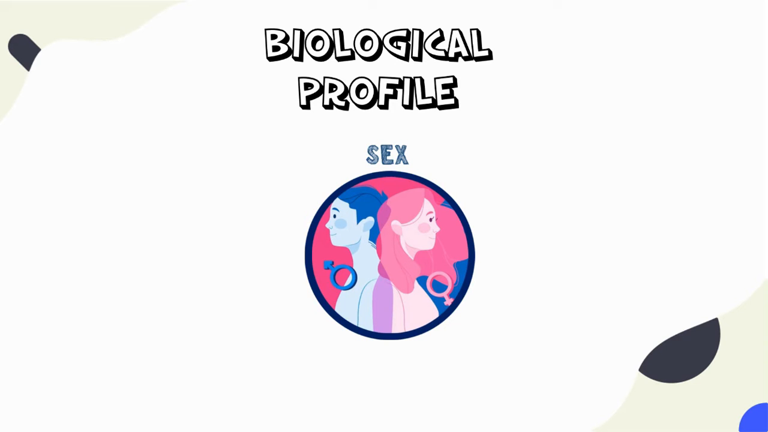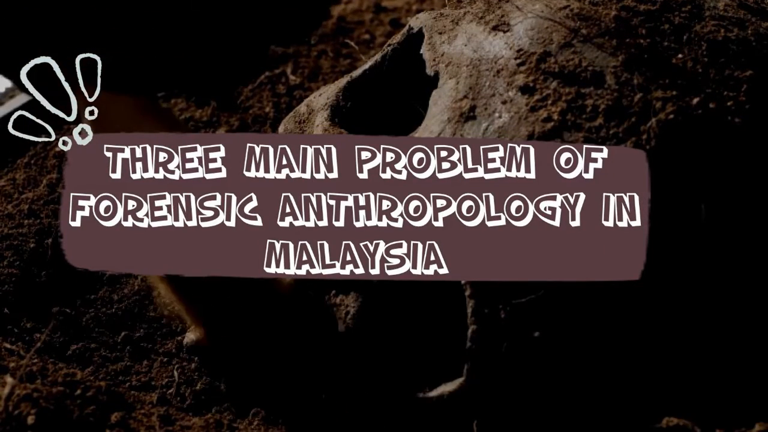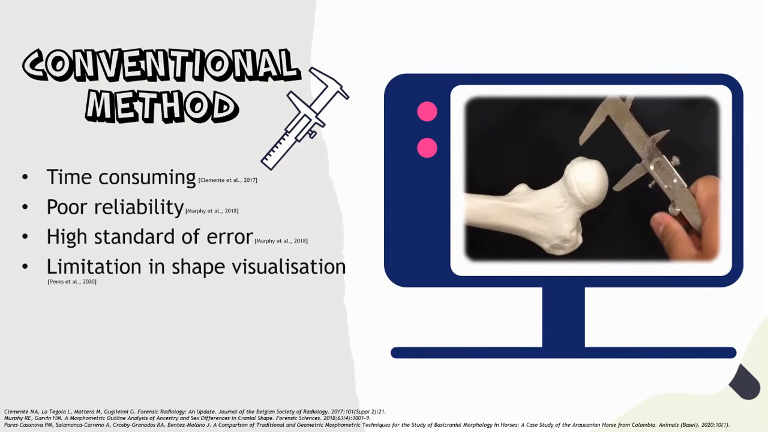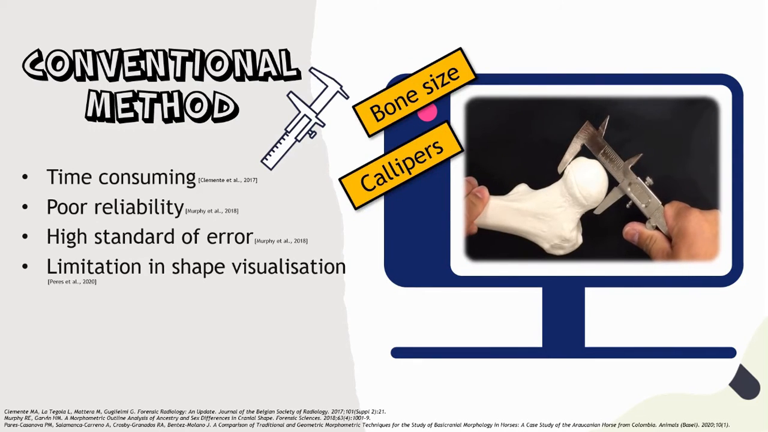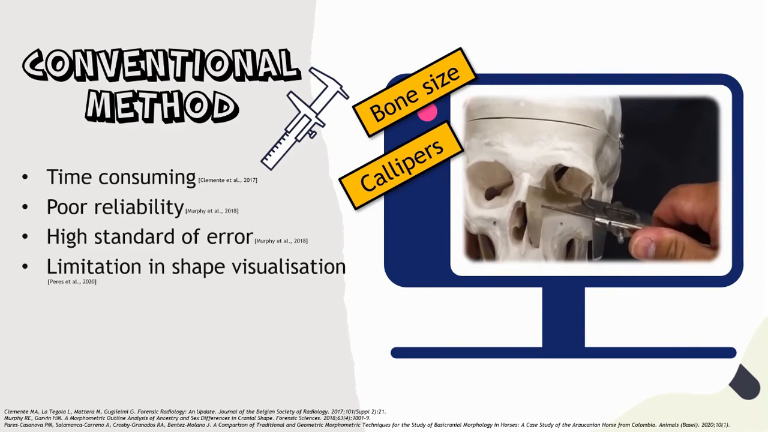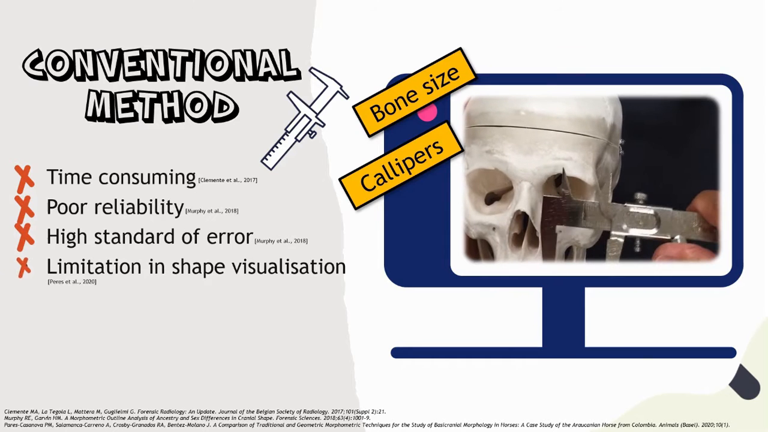in forensic anthropology. Currently there are three main research gaps of forensic anthropology investigation in Malaysia. First is the disadvantages of the conventional method. Calipers are traditionally used to estimate the size of bones by measuring linear distances such as length, height and width of the bone. This is time-consuming, has poor reliability, a high standard of error, as well as limitation on shape visualization.